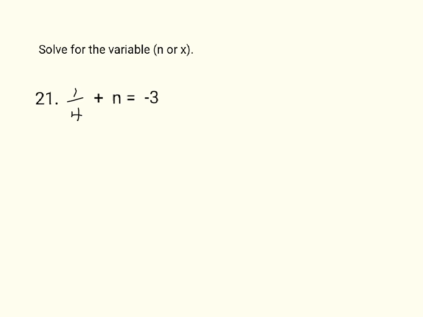Solve for the variable n or x. So in the following problems, there'll be either an x or an n that you have to figure out the value for. We have 1/4 plus a number represented by n equals -3. And our choices to get the n all by itself are to either add -1/4 or subtract 1/4. In this case, I think it might be simpler if we look at what happens over on this side with the -3, that we would add -1/4. So we can use the same operation, but use the opposite number.